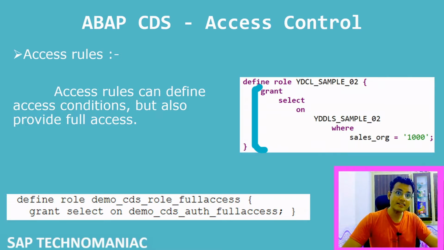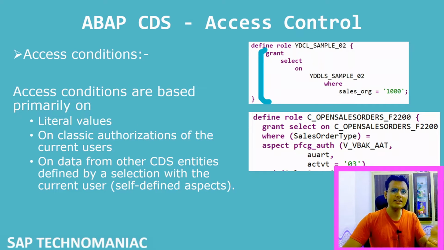And we can define some access rules as well. Inside the access rule, we will define some access conditions as well. There are different kinds of access conditions. These access conditions are based on, for example, any literal value we can pass. Suppose in the above example, you can see I have passed 1000 as the sales org condition. So that is one of the access conditions I have passed. Whoever the user is, whenever accessing the data, they will be able to get only the 1000 sales org data, not other sales org data.